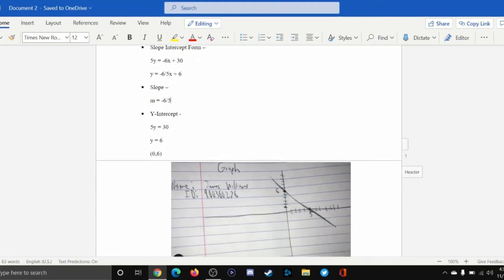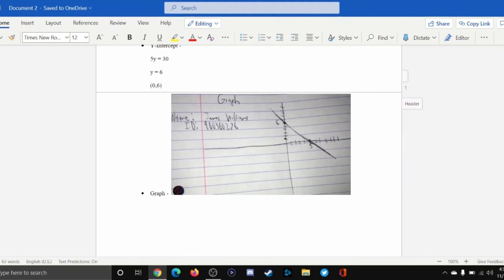As for the final process of the problems you're wanting me to describe, it's simply graphing it. Here we have the y-intercept, which is 6, and we have the x-intercept, and just drag it across, and there you go. That's our graphing of the slope.